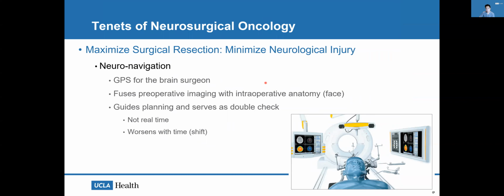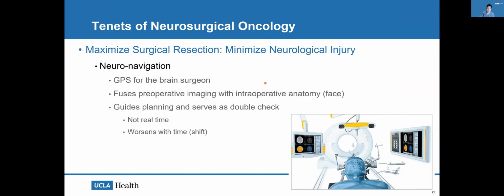Neuronavigation is of utmost importance. Before, we used to make very, very large craniotomies in order to make sure that the whole brain was exposed, and then we would identify the necessary anatomy and make our decisions where to operate or where to enter based on that. But this allows us to make more tailored craniotomies, so it's just exactly where we want to be. This is achieved through infrared cameras that register the facial features of the patient to the MRI, which includes the face.